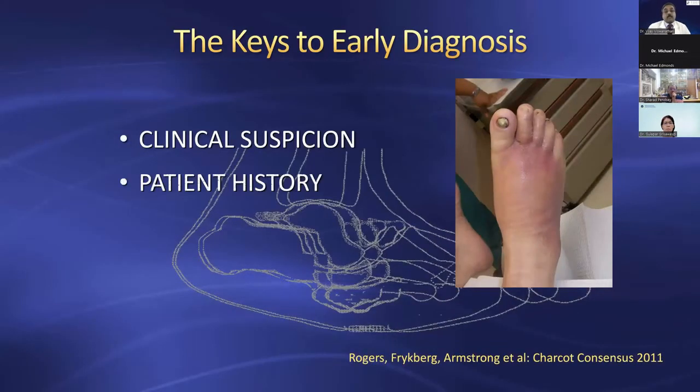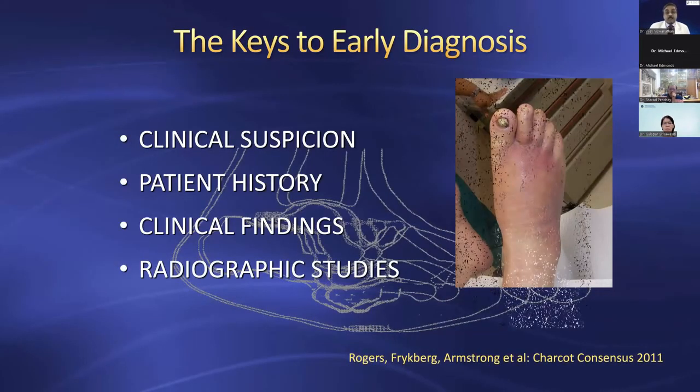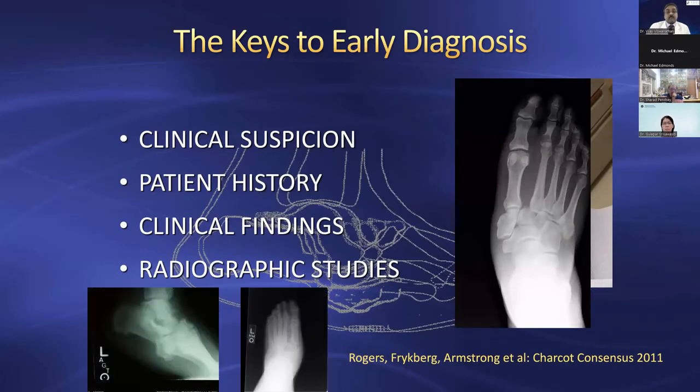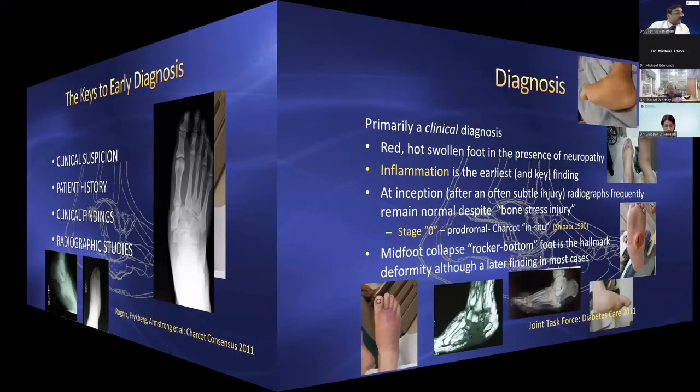But as we put forth in our Charcot consensus in 2011, the keys to early diagnosis are clinical suspicion, patient history, clinical findings, and radiographic studies. And Mike Edmonds had previously discussed some of this. So we have to have a very high index of clinical suspicion in that neuropathic patient. Then we obviously must take good control of the patient's history, ascertain the pertinent clinical findings, and of course, get your early radiographic studies, because as Mike had said, early diagnosis is really the key to success here.